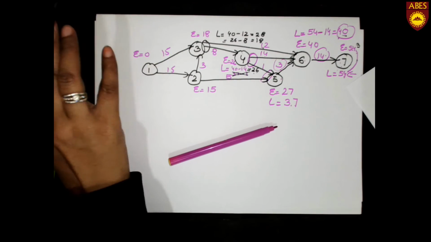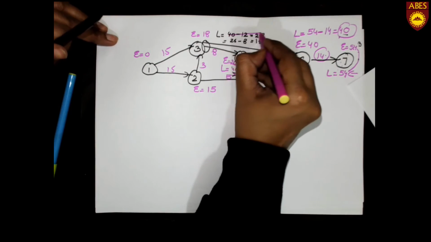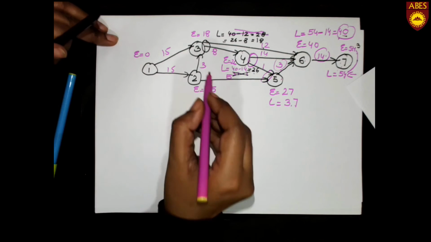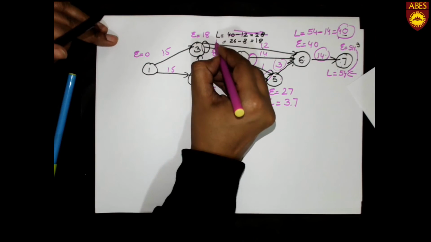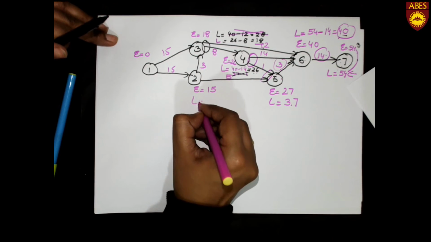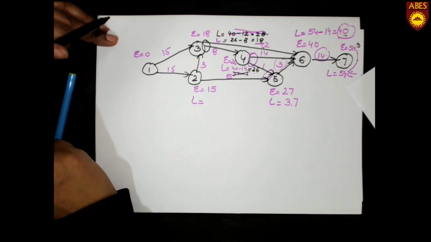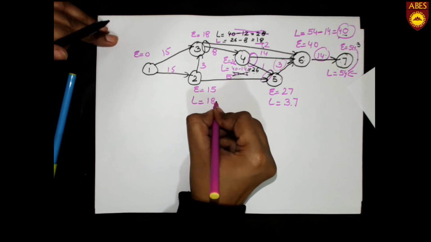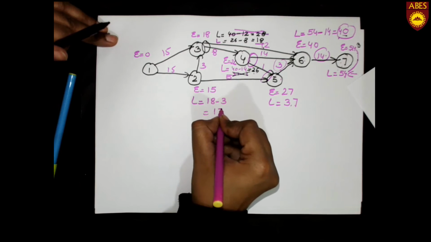Which is the smaller value? We will take that. This value is cancelled. We take the smaller value. Now L value is 18 over here. Now we have to go to point 2. That is L is equal to 18 minus 3, that is equal to 15.